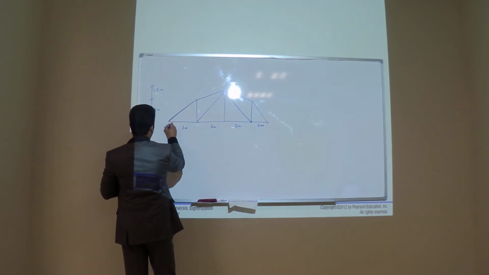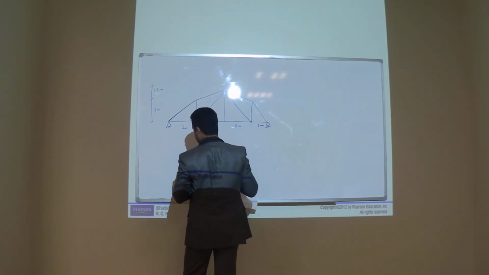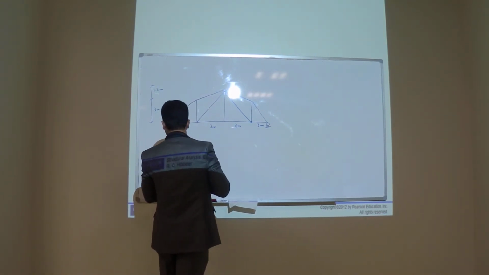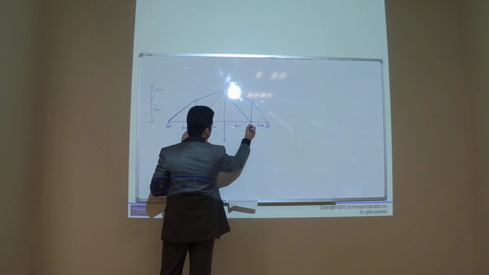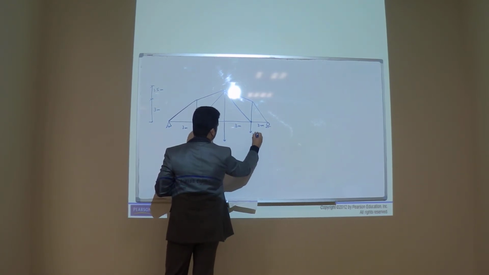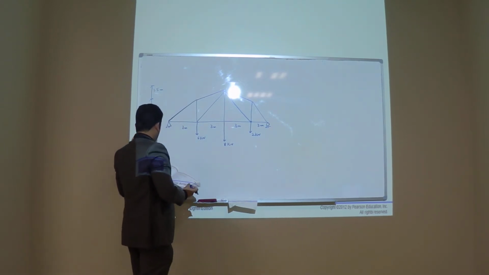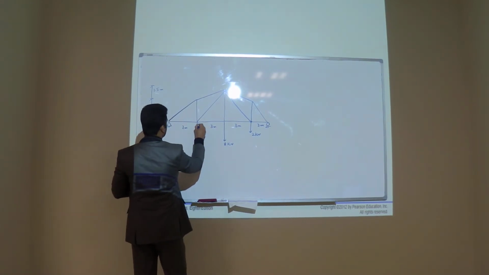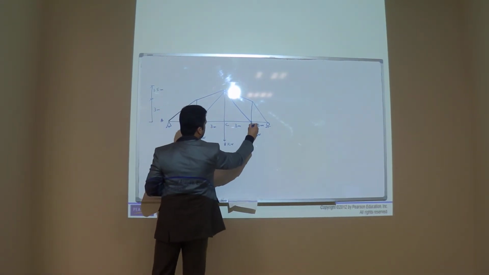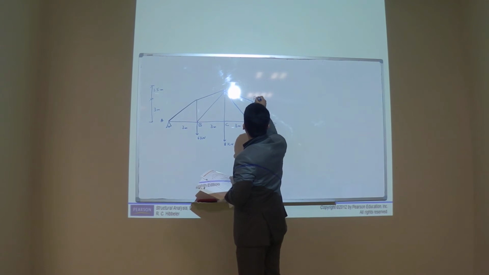Here we have forces 6, 8, and 2 kilonewton, and 6. The joints are labeled A, B, C, D, E, F at the top, and then F, E, G, H.